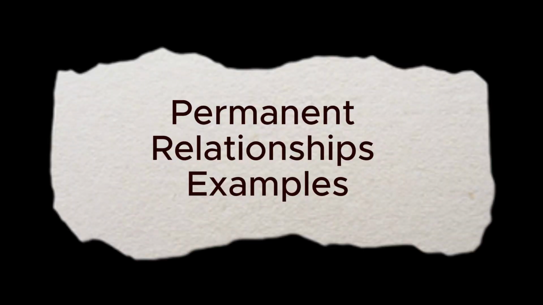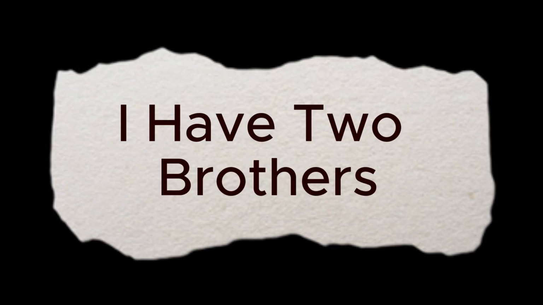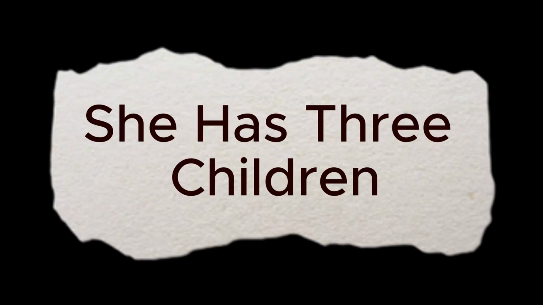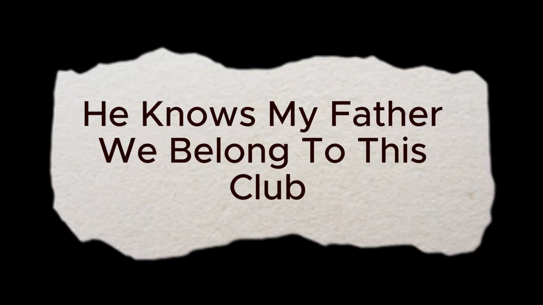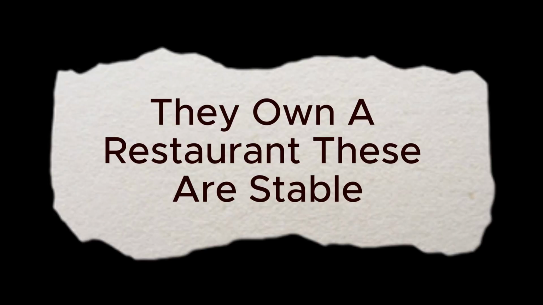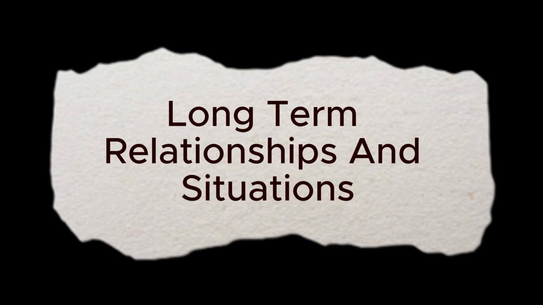Permanent relationships. Examples: I have 2 brothers. She has 3 children. He knows my father. We belong to this club. They own a restaurant. These are stable, long-term relationships and situations.